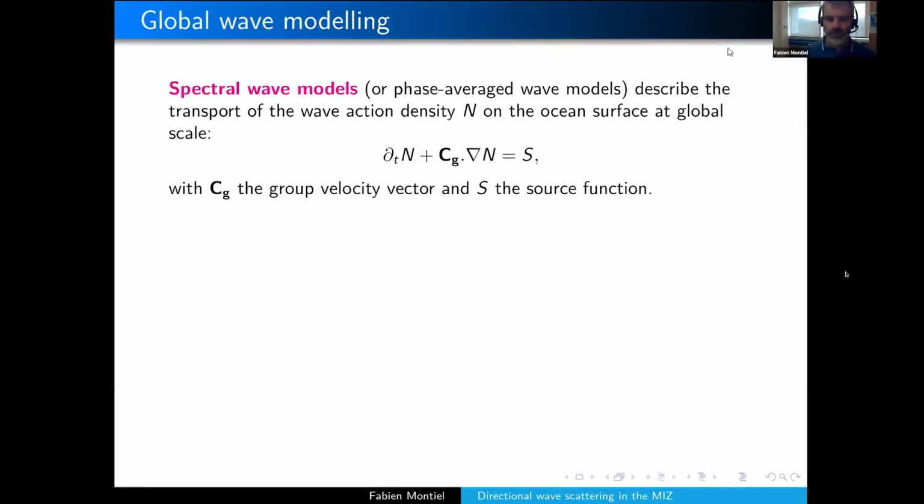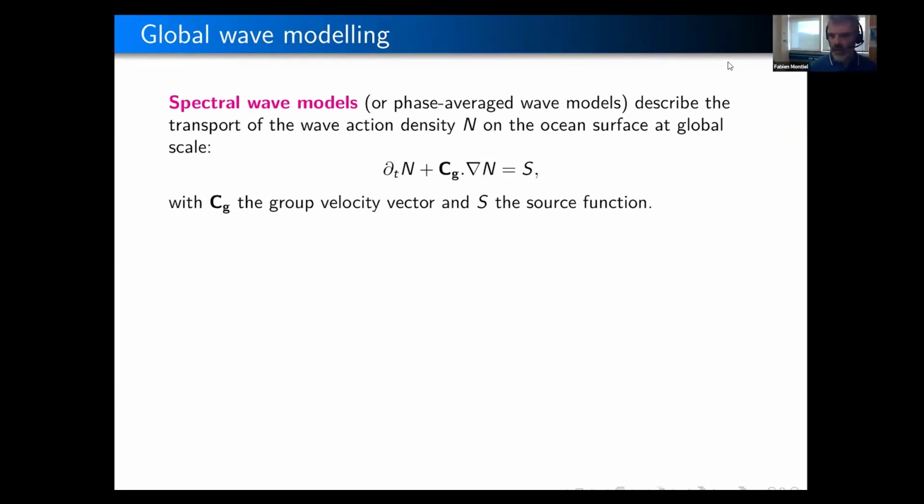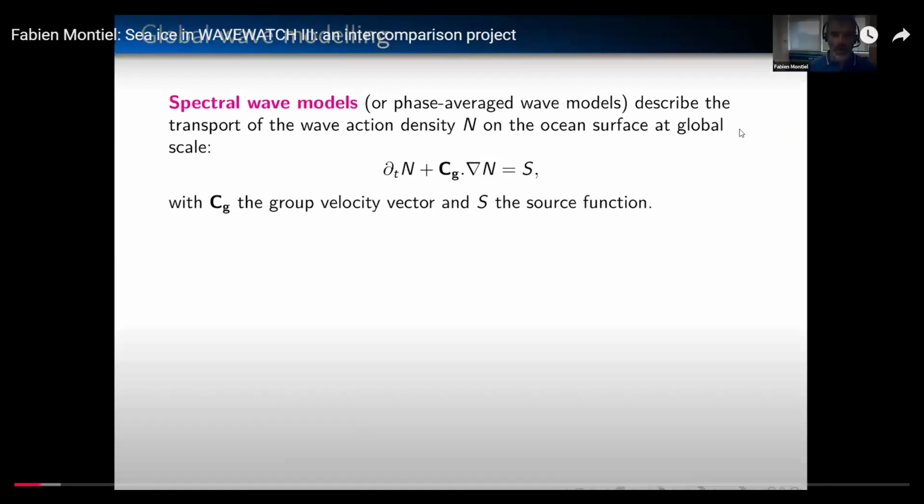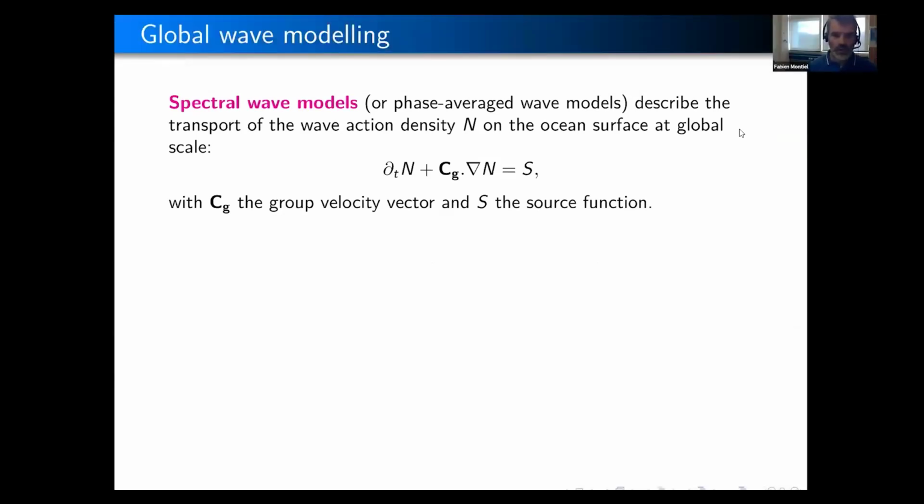So if you're not familiar, although I'm pretty sure most of you are, WaveWatch is what we call a spectral wave model or a phase average model. And the way this model works is that they describe the transport of this function here, the wave action density, which I'm going to define in a second, on the surface of the oceans on global scale. And so it satisfies here the transport equation, as you see here.